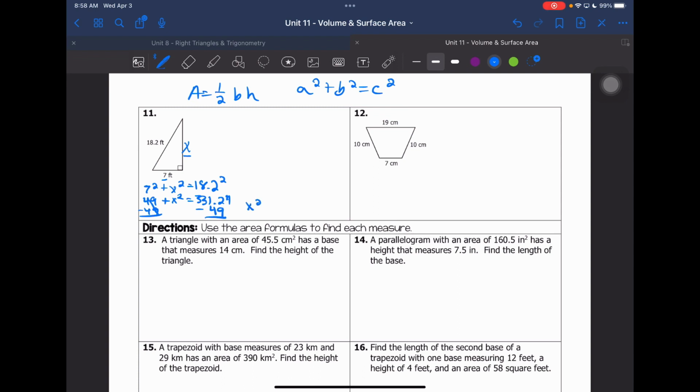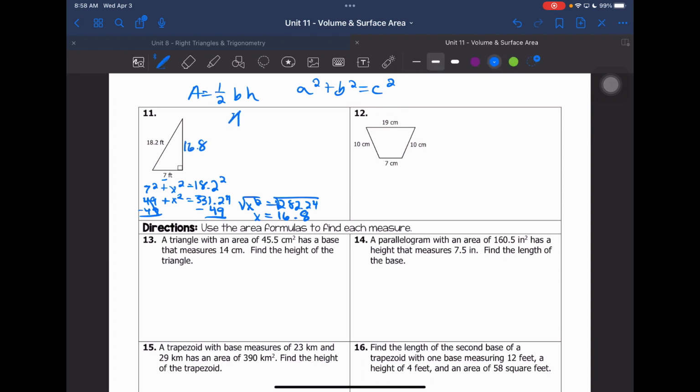So x squared is equal to, when we subtract, we end up with 282.24. And to find out what x is, just take the square root of that. So x is equal to 16.8. So that's what we're going to write in as our height.